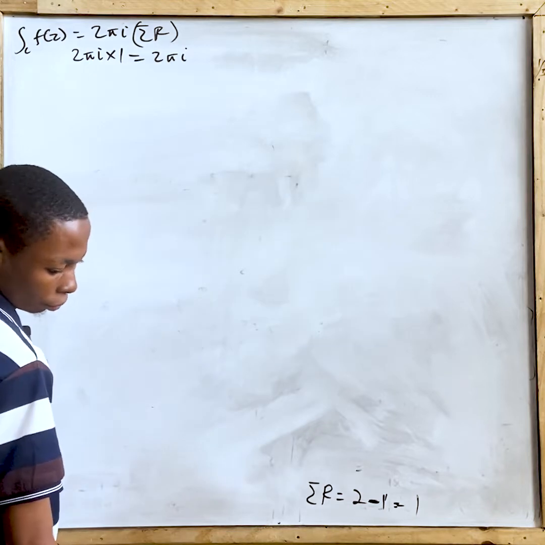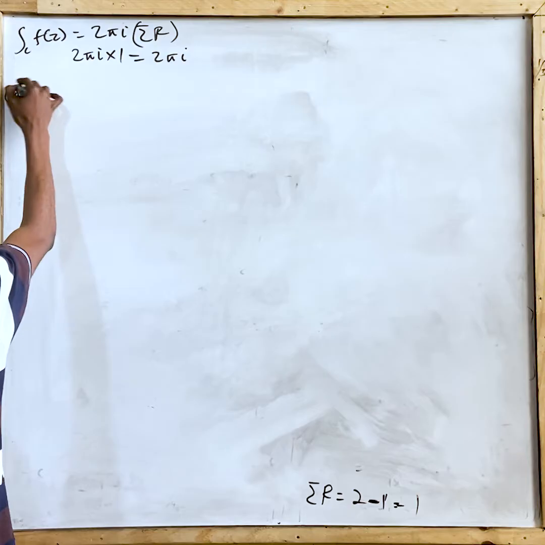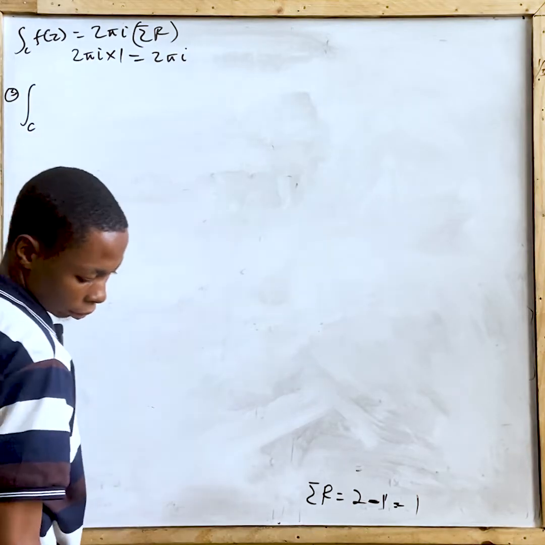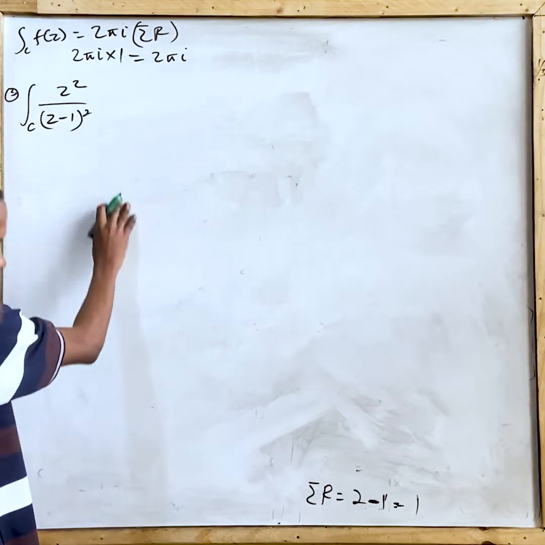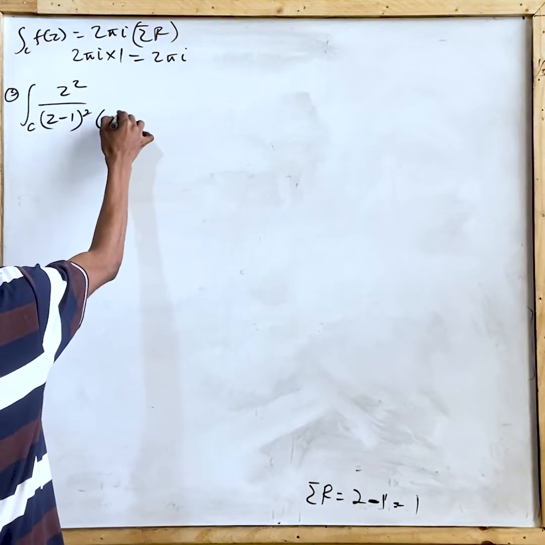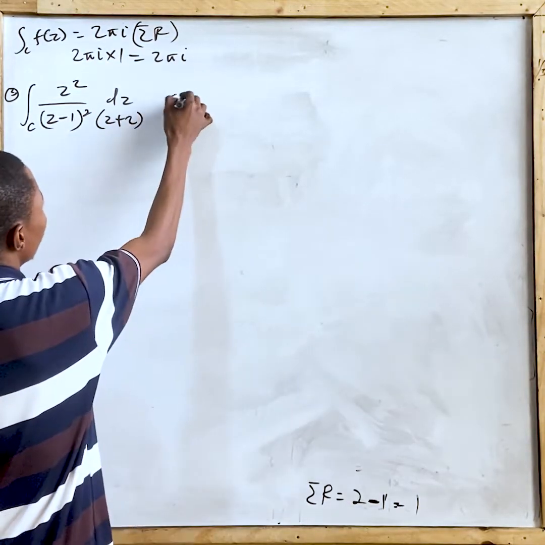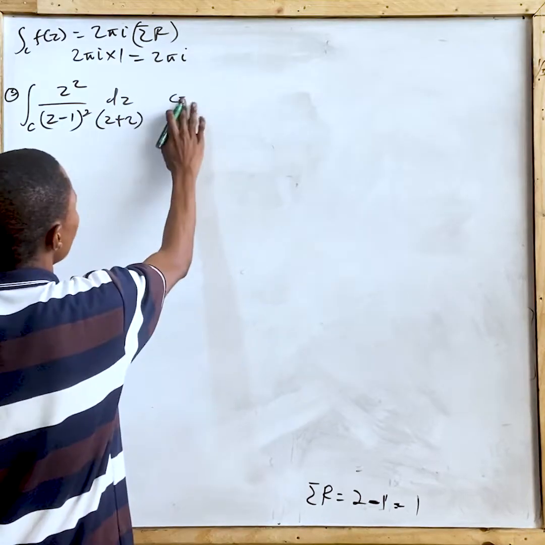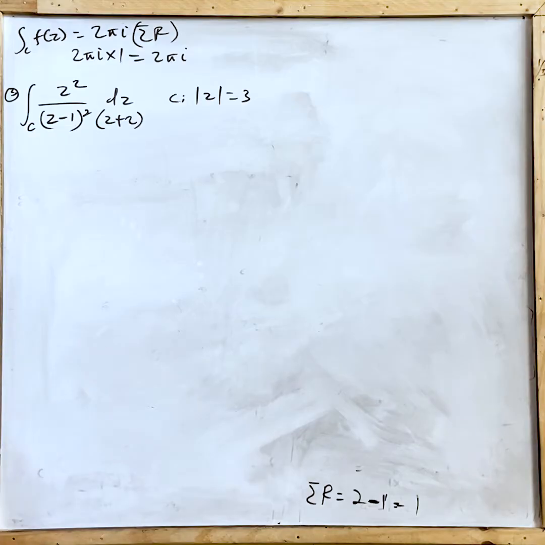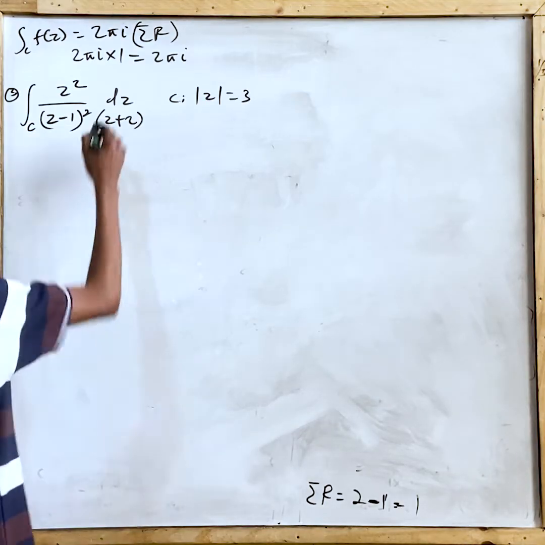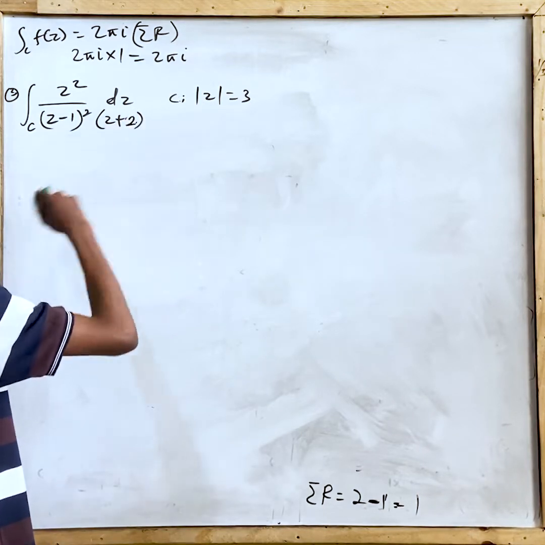So let's integrate over C of z squared divided by z minus 1 all squared times z plus 2 dz, where C is such that the absolute value of z equals 3. So the same way, integral of z squared divided by z minus 1 all squared, z plus 2.